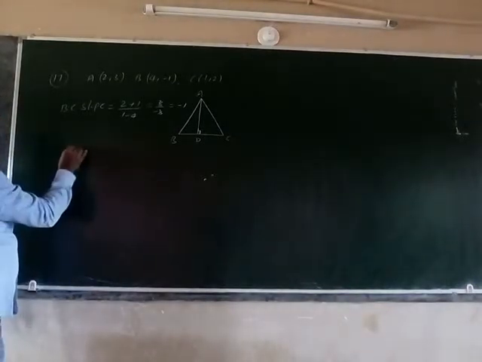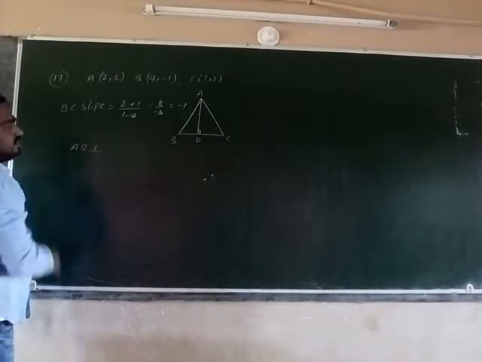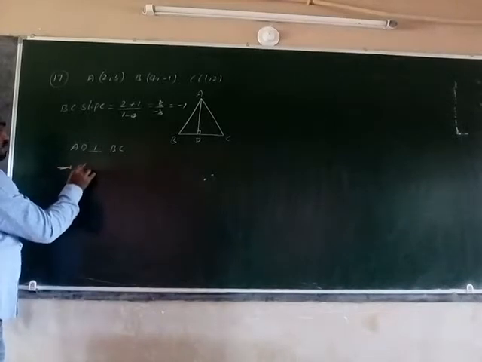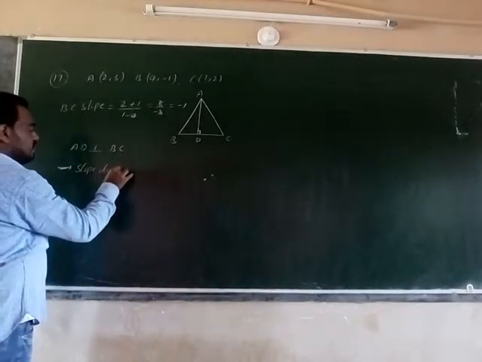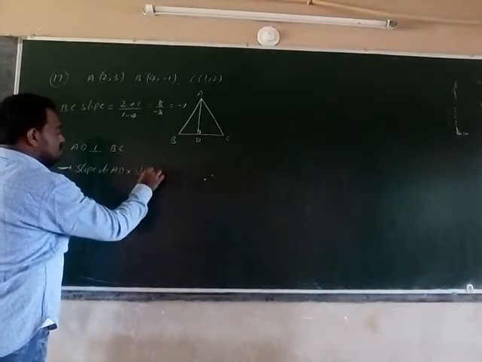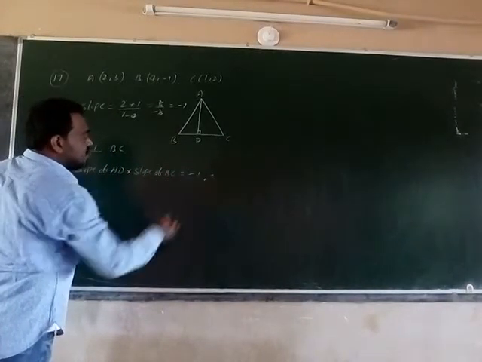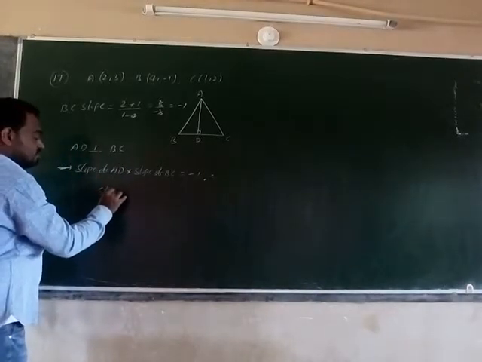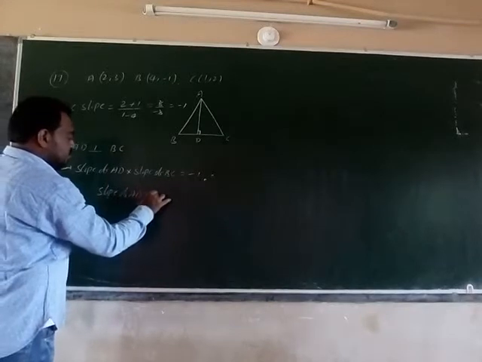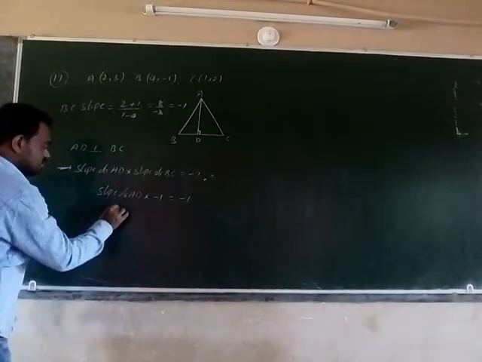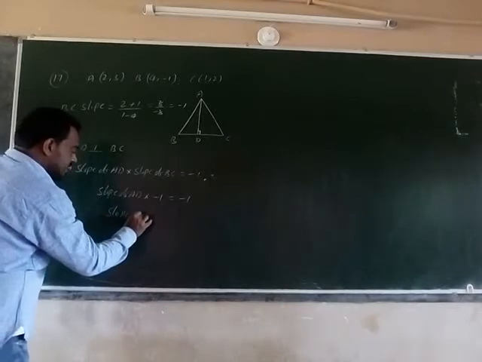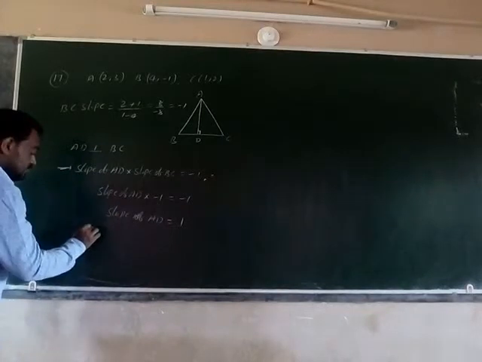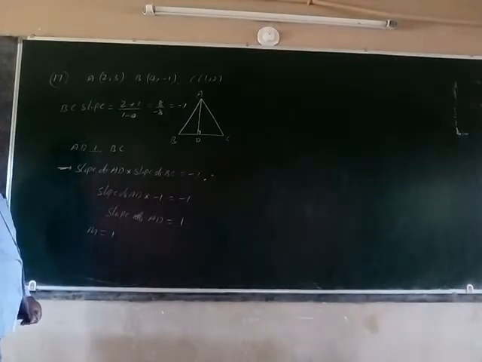Next, AD is perpendicular to BC. So slope of AD into slope of BC is equal to minus 1. Slope of AD into minus 1 is equal to minus 1. So slope of AD is equal to 1. So m is equal to 1.